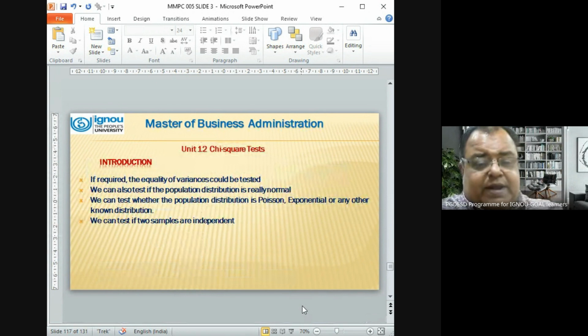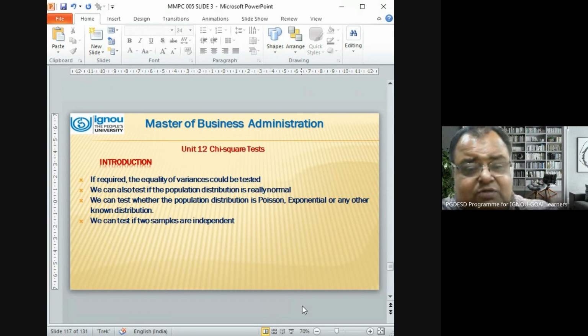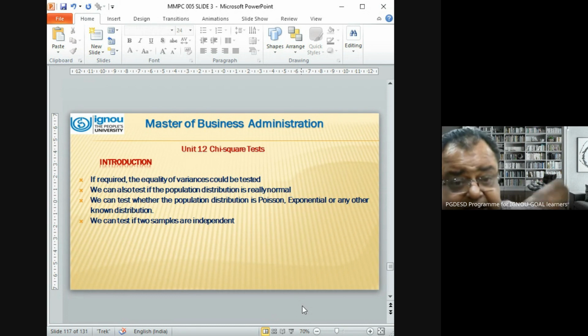Now comes the chi-square test. I said a little while ago that I had used it once in degrees of freedom. Now I will tell you about the chi test. If required, the equality of variances could be tested. We can also test if the population distribution is really normal. We can test whether the population distribution is Poisson, exponential, or any other known population. We can test if two samples are independent. Here are the conditions under which the chi-square test can be used.